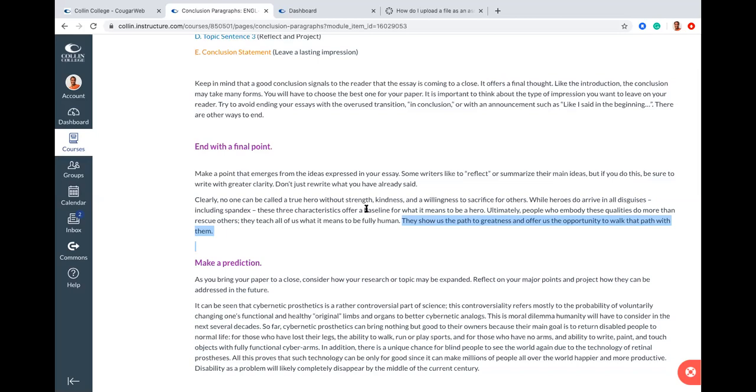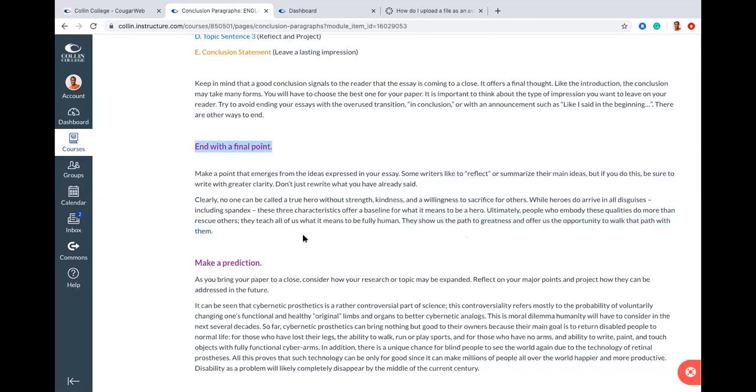So obviously this paragraph is talking about heroes, but look at what they're saying down here. They show us the path to greatness. Don't you feel inspired by this? And they offer us the opportunity to walk that path with them. I mean, it's a very inspiring idea. So that's going to be a final point.